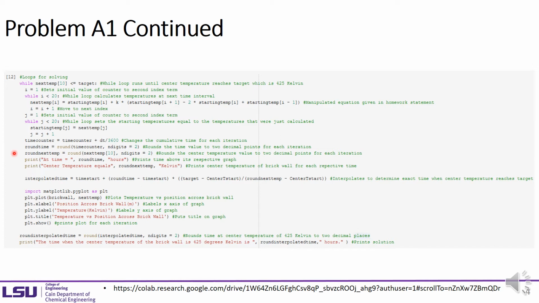The round time and next temp variables use rounding in order to round the time and center temperature to 2 decimal places. The two print statements print time and the center temperature of the brick wall for each respective time. The interpolated time variable, shown directly beneath that, is used to find the exact time when the center temperature equals 425 degrees Kelvin at the end of the problem. I also have a series of matplotlib statements shown beneath that, which plots the temperature in Kelvin versus the position across the brick wall in meters. And the last statement rounds the interpolated time value, which is the time when the center temperature equals 425 Kelvin, to 2 decimal places.